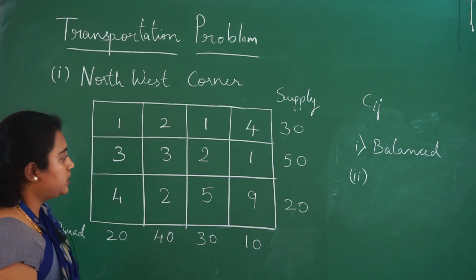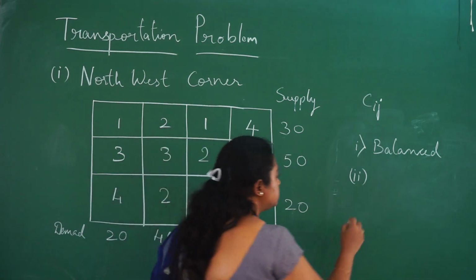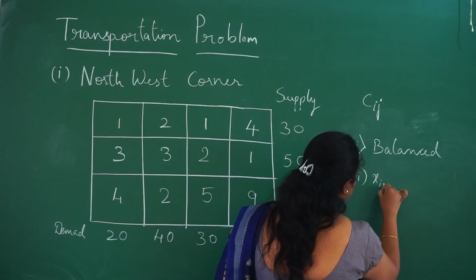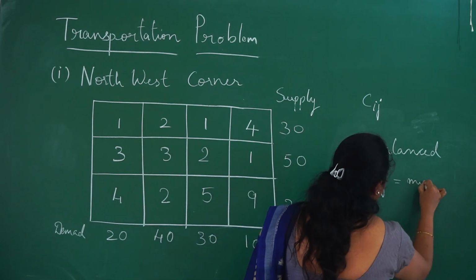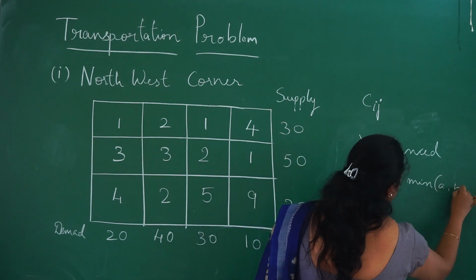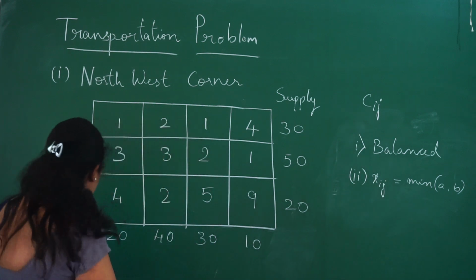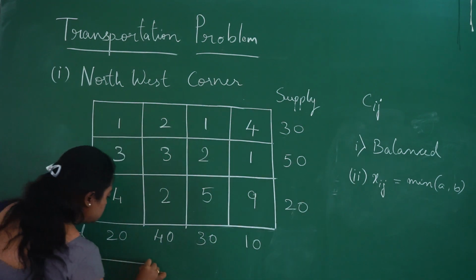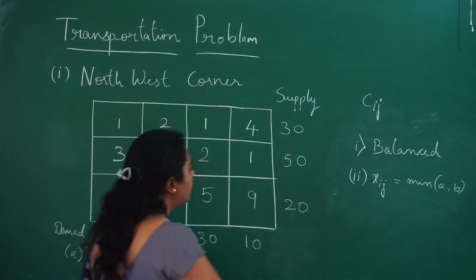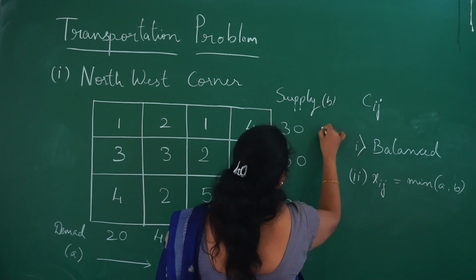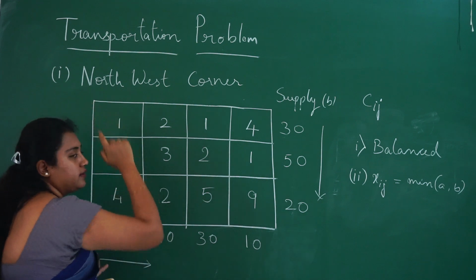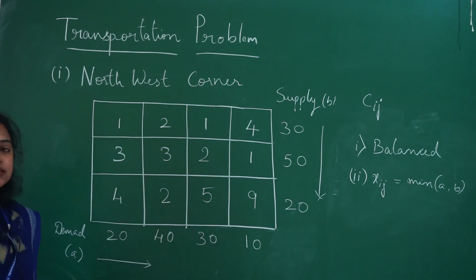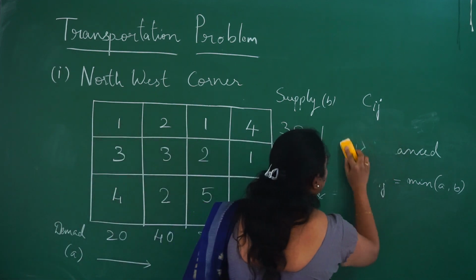So what is this allocation? An allocation is represented by xij, where you have to choose the min of A comma B. In the sense, whatever you are seeing here is all of A, and whatever you are seeing here is all of B. In these two you have to choose a min and write it here. That is very simple. So let us start the problem quickly now.